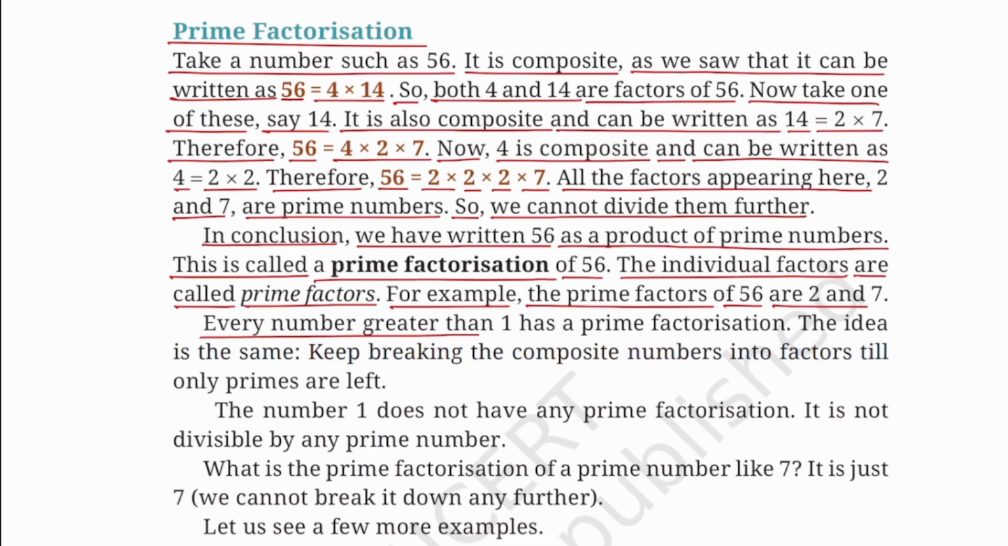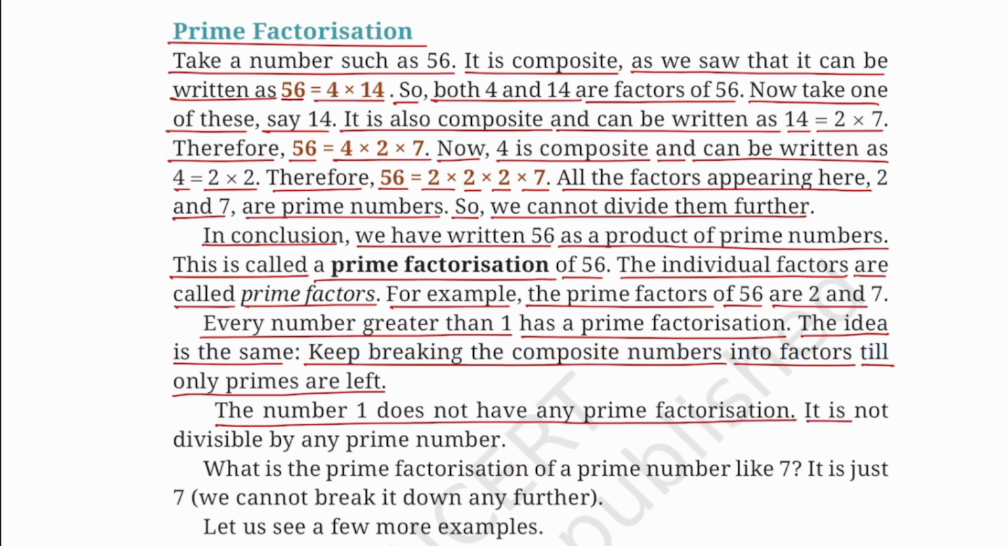Every number greater than 1 has a prime factorization. The idea is the same. Keep breaking the composite numbers into factors till only primes are left. The number 1 does not have any prime factorization. It is not divisible by any prime number. What is the prime factorization of a prime number like 7? It is 7. We cannot break it down any further.